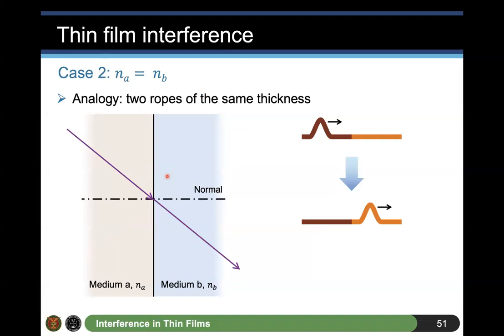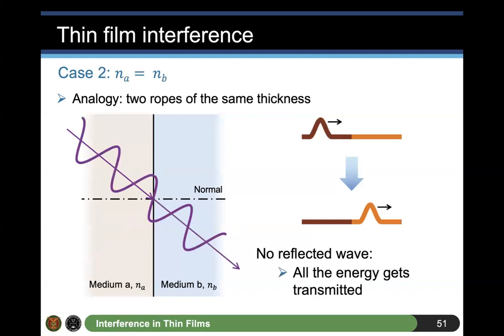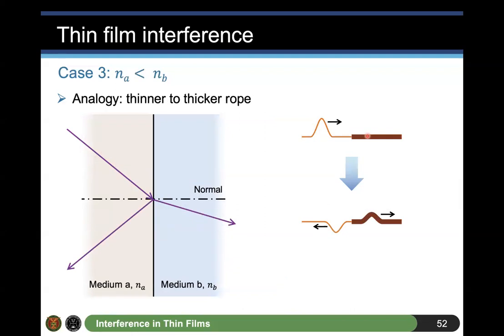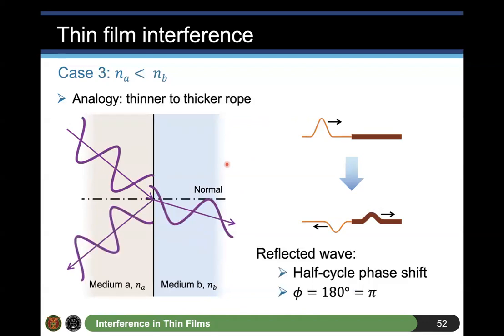Kapag equal yung dalawang index of refraction, so meaning equal din yung thickness ng rope, fully transmitted. Walang ma-reflect. Okay? Kapag naman mas malaki yung nasa transmission plane na index of refraction, so may ma-refract, may ma-reflect, and we have a half cycle phase shift. Yung phase difference is pi. Okay? So actually, nakita nyo na tong ropes before sa 71. In-apply lang natin on a different context. Actually, similar lang yung dynamics nun. Okay?